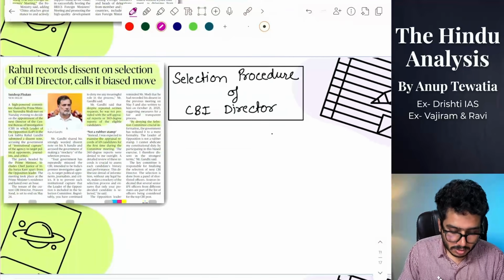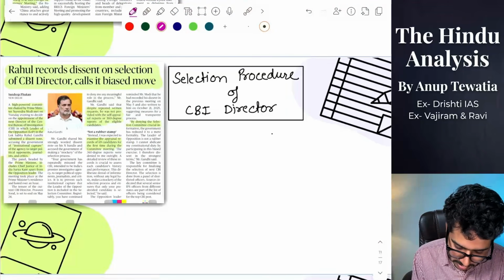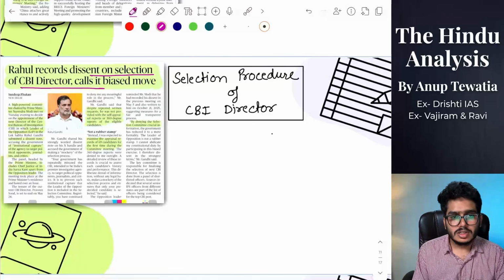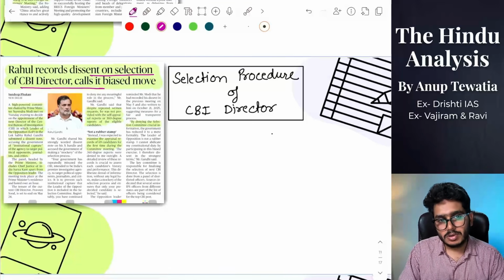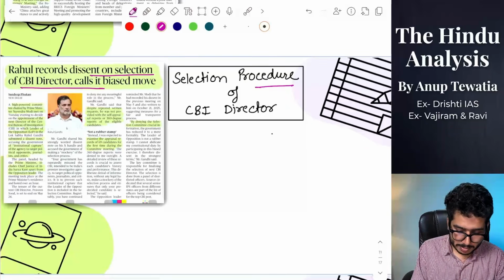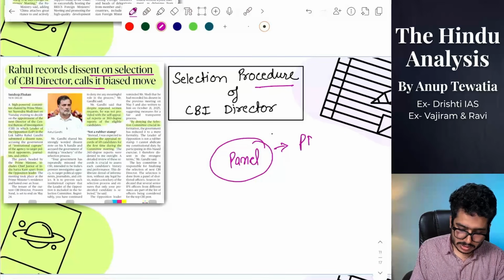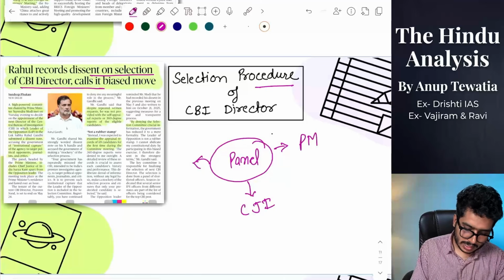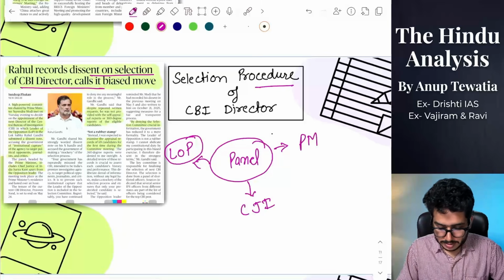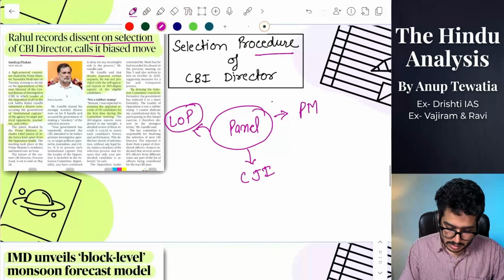Now, Rahul Gandhi has recorded dissent on the selection of CBI director, calling it a biased move. So in this, all we need to know is what is the selection procedure of the CBI director. There is a panel. The panel consists of the Prime Minister, the Chief Justice of India, and the Leader of Opposition.